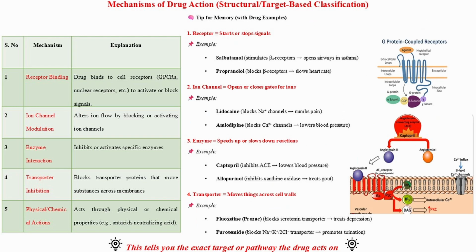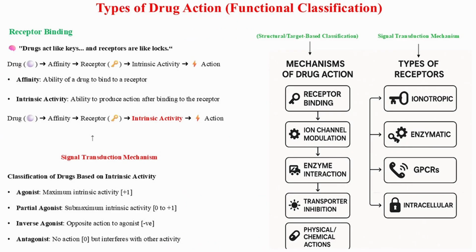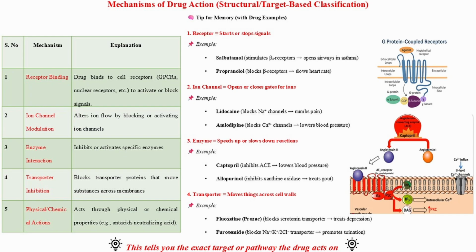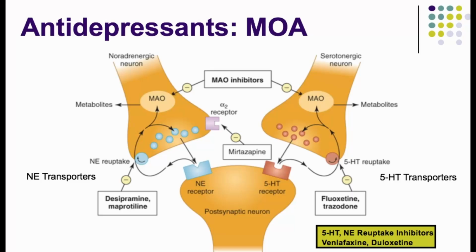So coming to the next mechanism, transporter inhibition. Transporters are proteins that carry substances across the cell membranes. The drug can block these to increase or decrease the amount of substances in the cell or bloodstream. Examples include fluoxetine, which blocks the serotonin reuptake transporters and thereby increases the serotonin, which treats depression.